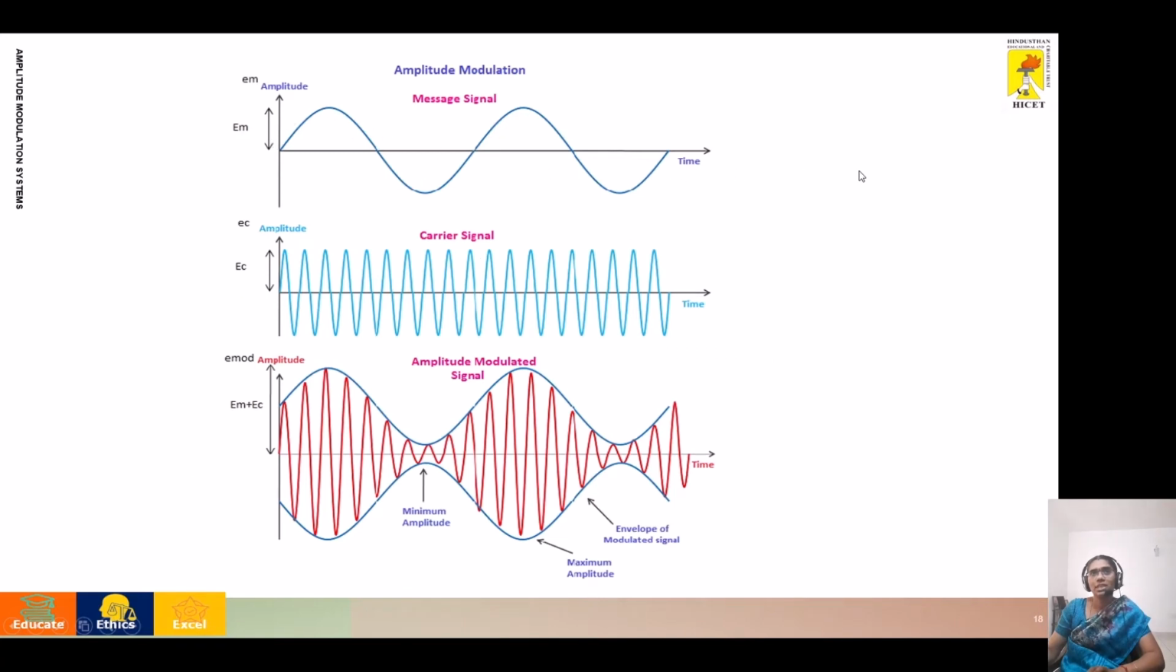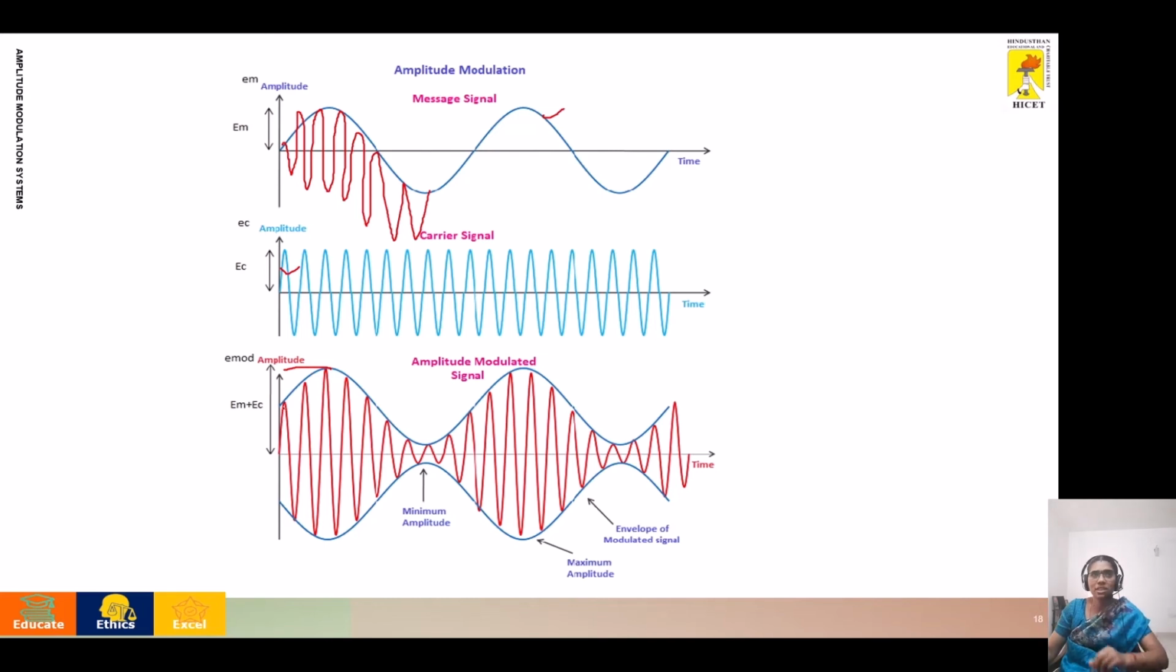So this is the message signal and this is the carrier. This carrier signal's amplitude is varied according to this message signal. See, the amplitude has to vary according to this message signal, so it will be at the top as well as the bottom. Frequency should not change, only amplitude has to change. This is the amplitude modulated wave, and this is the maximum amplitude of the AM wave and this is the minimum amplitude of the AM wave. This is Emax, this is Emin.